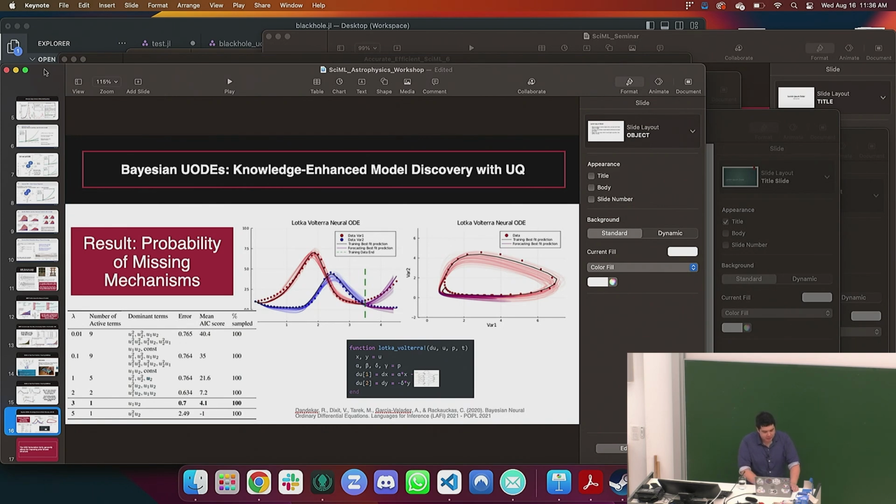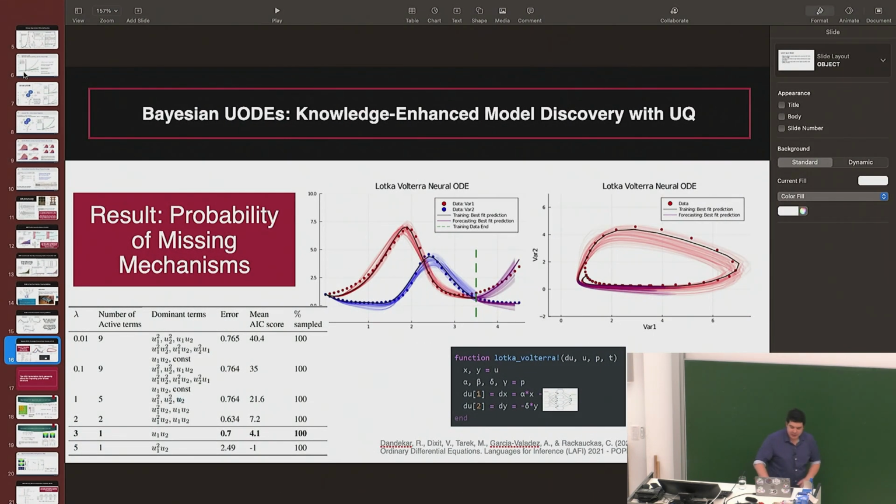So I want to start going into some of the extensions beyond the basics. One of the things you can start to do is, instead of doing this with an optimization type of approach, you can also do this with a Bayesian approach. This is from one of our papers that went to Laffy, where you do the same training, except now you do a Bayesian training of the neural network parameters, and this gives you a posterior distribution over the neural networks, right?